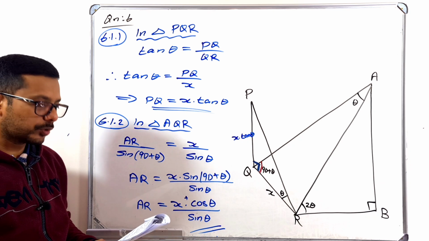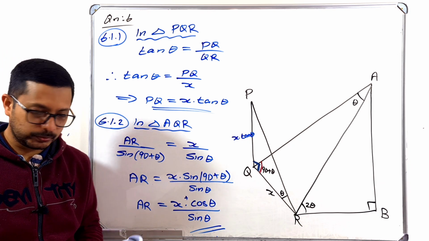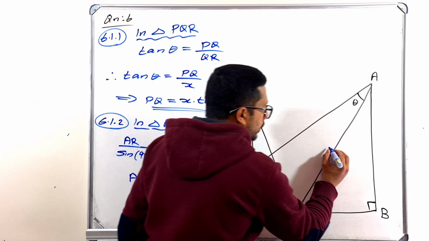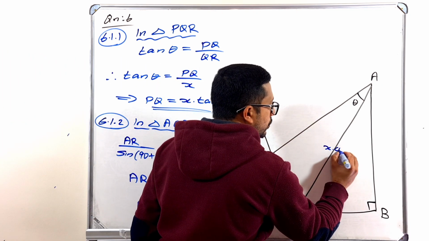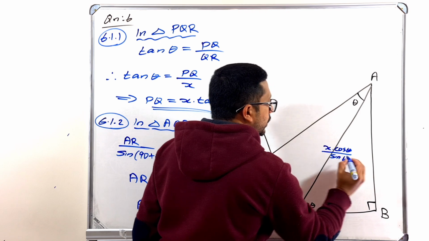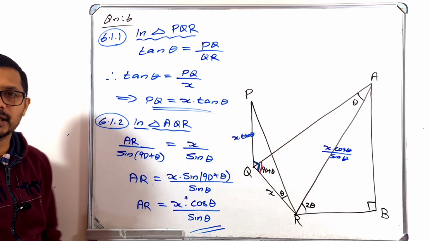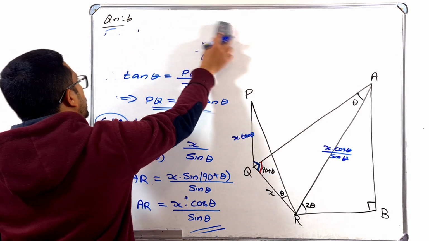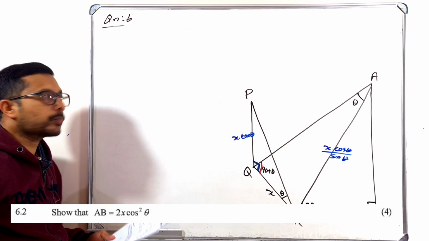Now question number 6.2. So what is AR? Let me write it here. AR is x into cos theta divided by sine theta, that is x by tan theta. Okay, now let's go to question number 6.2.